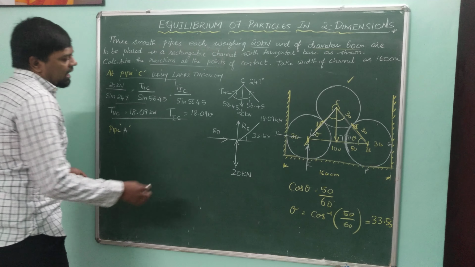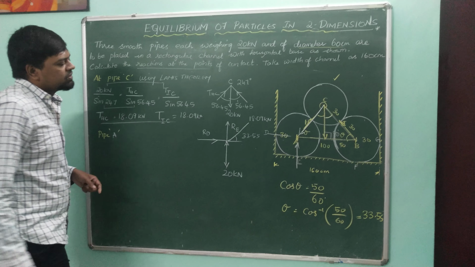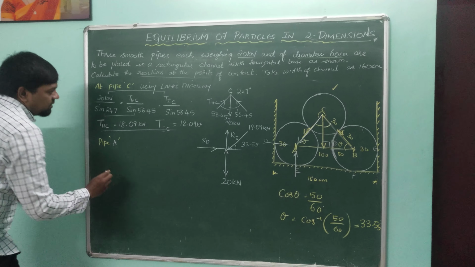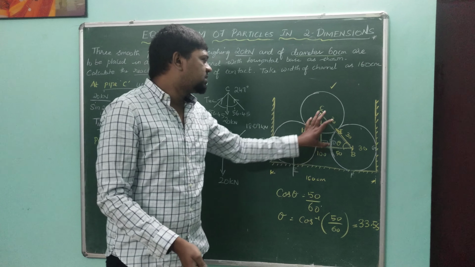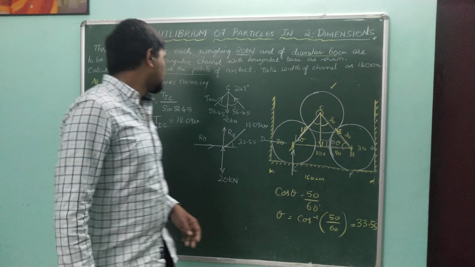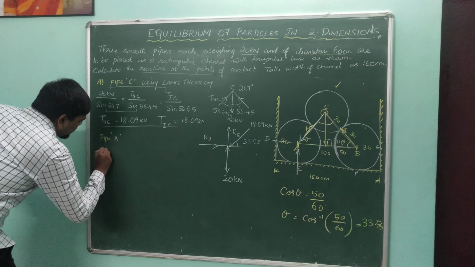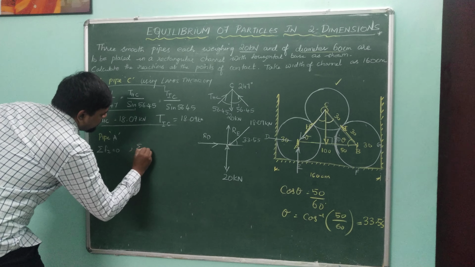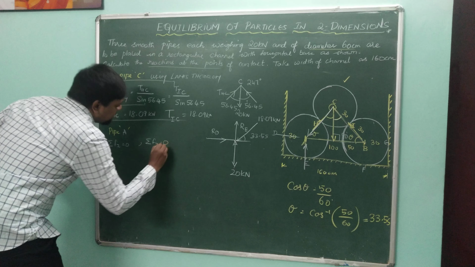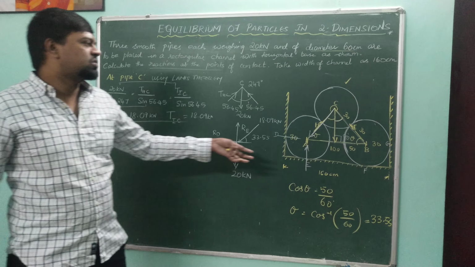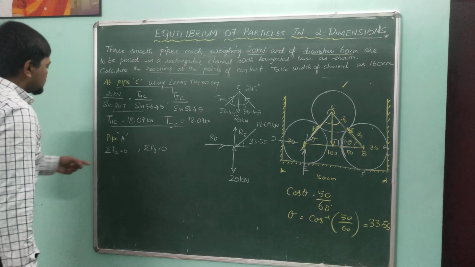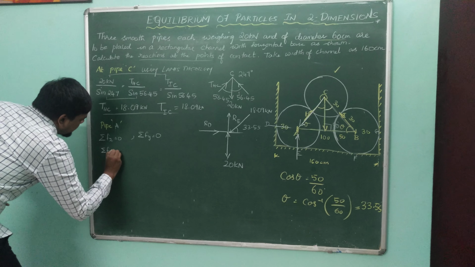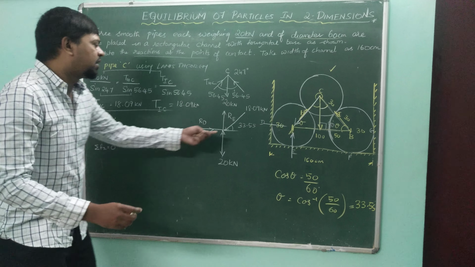Now we have four forces. We cannot use Lami's theorem. We have to resolve all the forces. The whole condition is in equilibrium, so summation of force along the x-axis will be equal to 0 and summation of force along the y-axis is equal to 0 because the whole system is at equilibrium. So summation of force along the x-axis is equal to 0. What are the forces acting along the x-axis?